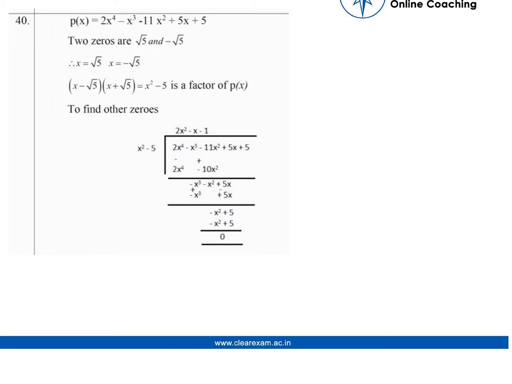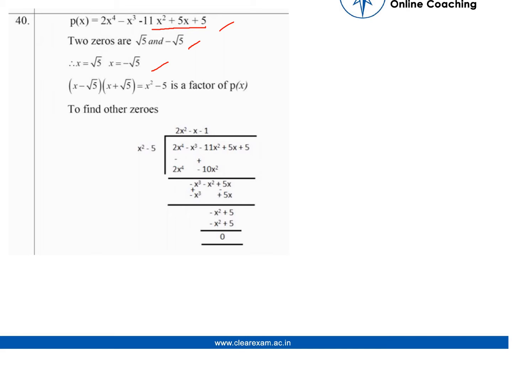The first question: the polynomial given is 2x⁴ − x³ − 11x² + 5x + 5, and the given zeros are √5 and −√5. So x = √5 and x = −√5. We take these two zeros because we need to find a factor of the polynomial. When we divide the polynomial by this factor, we can find the other polynomial.